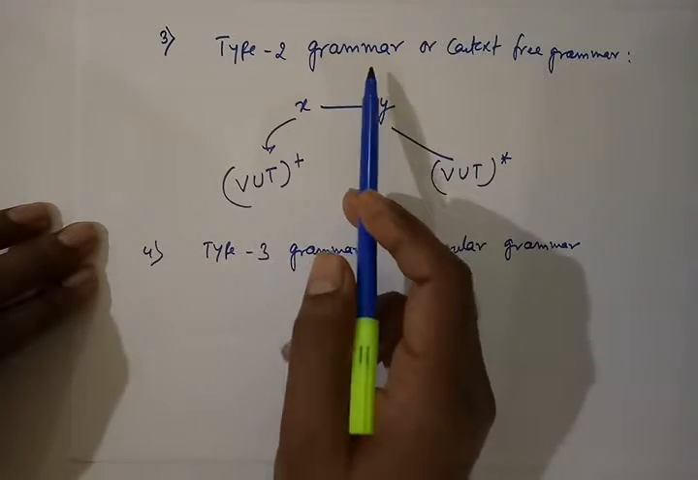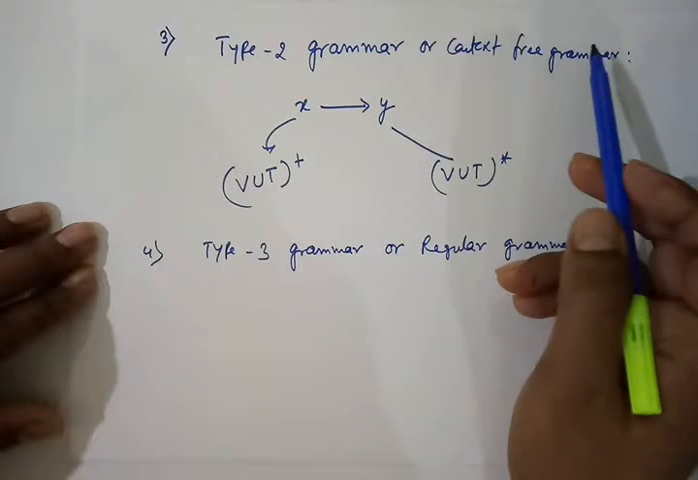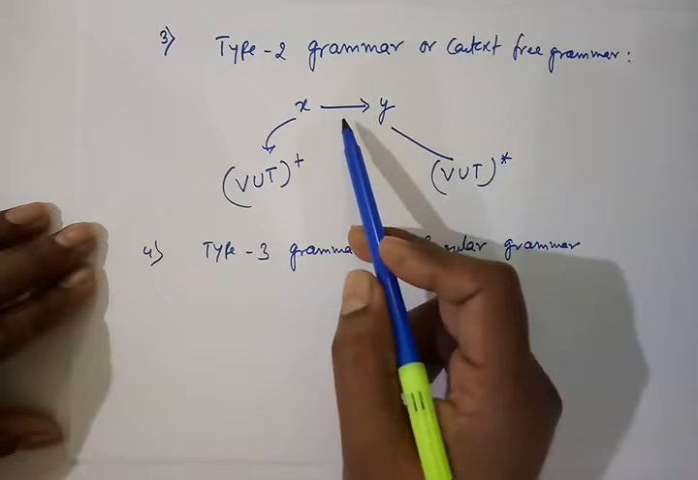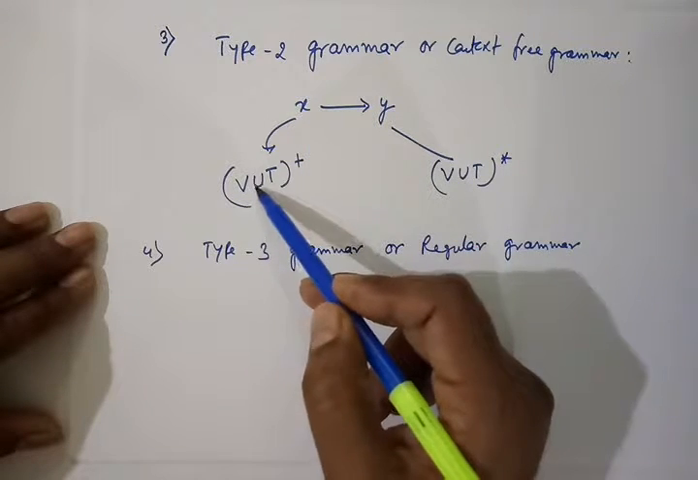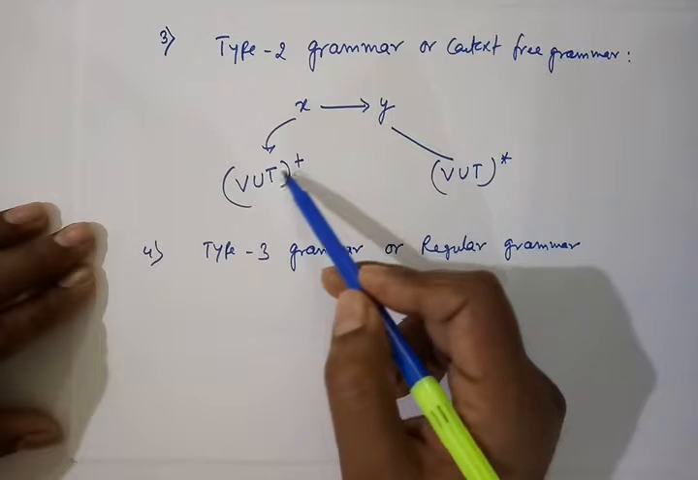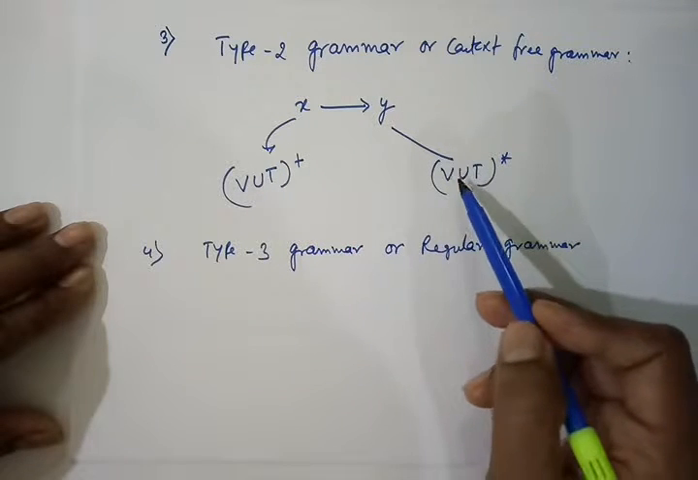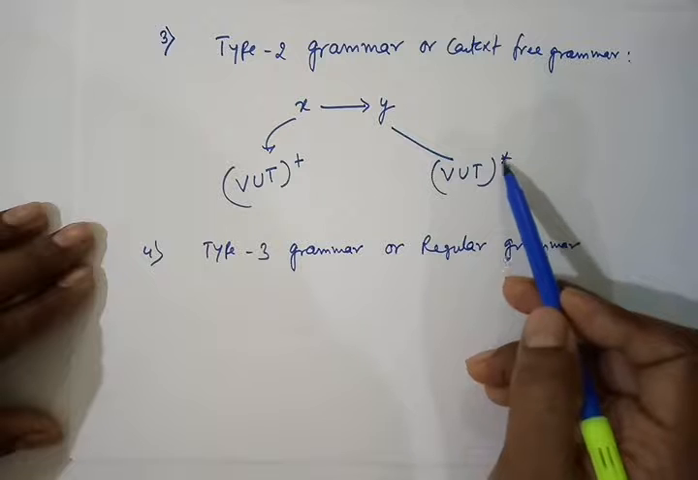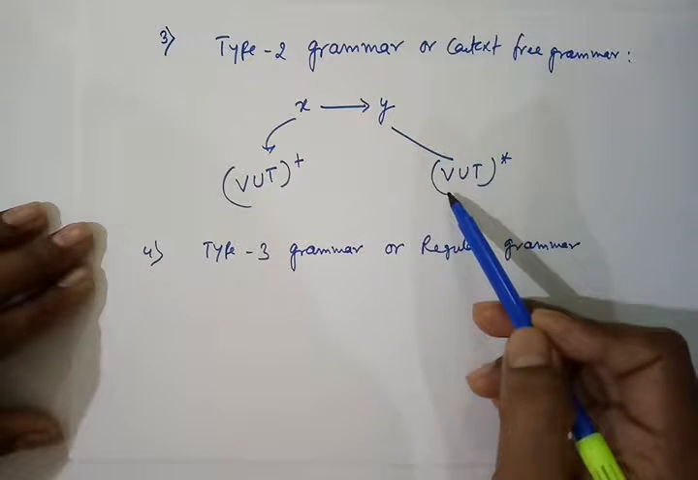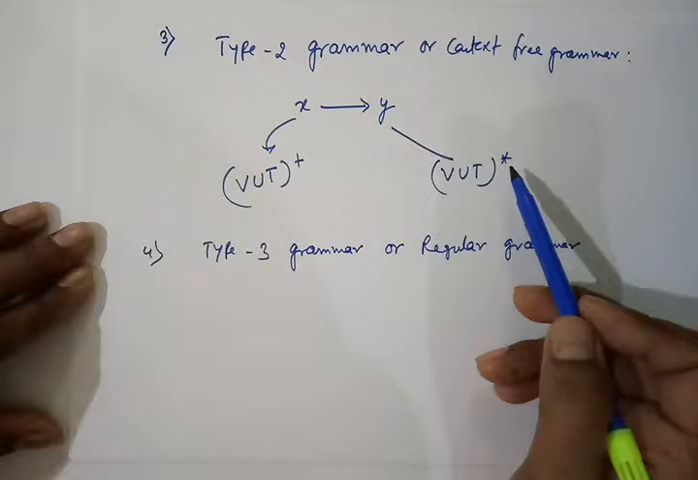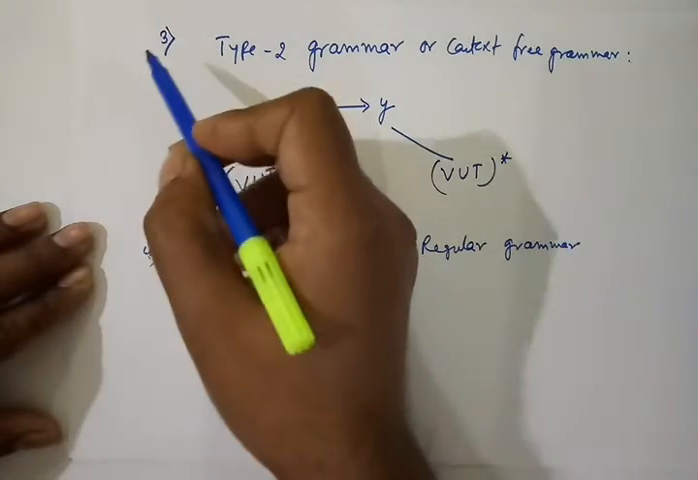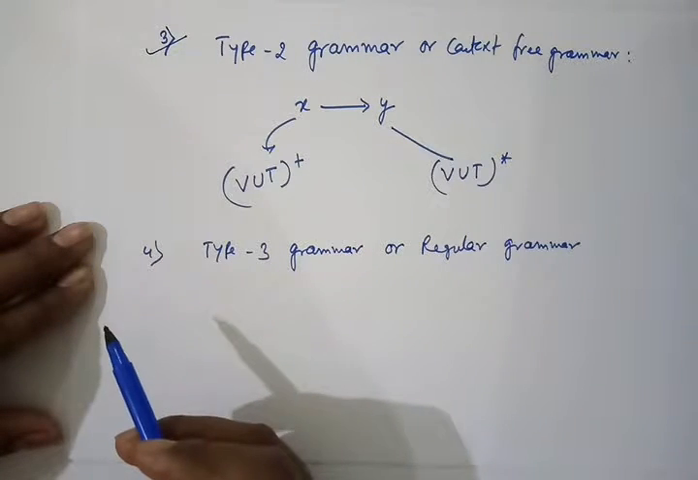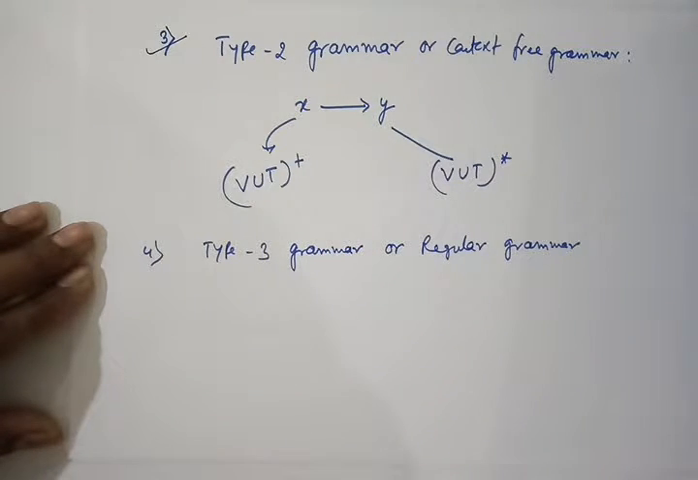Next type of grammar is type 2 grammar. It is also called context free grammar. All the production rules in context free grammar are of the form x derives y, where x can be either a variable or terminal symbol, it is plus, it cannot be null here, and y can be a variable, terminal symbol, or null, star. So basically all the programming languages are of type 2. That's why type 2 grammars are very important for us.